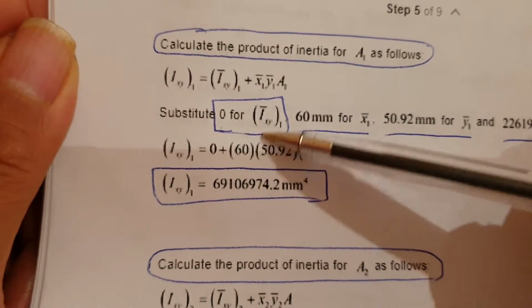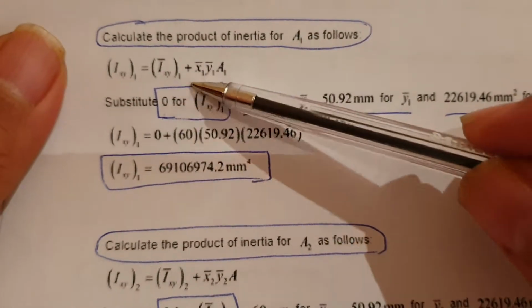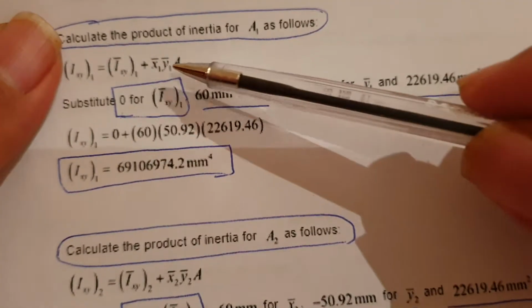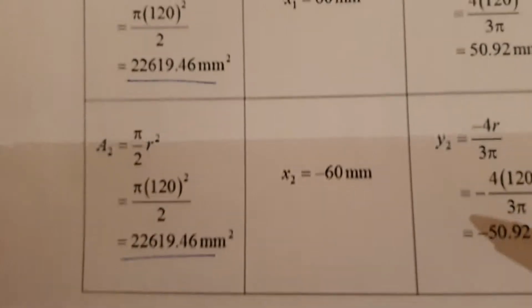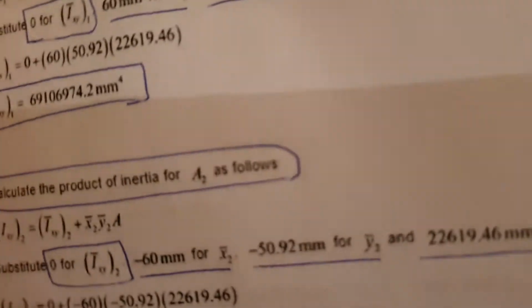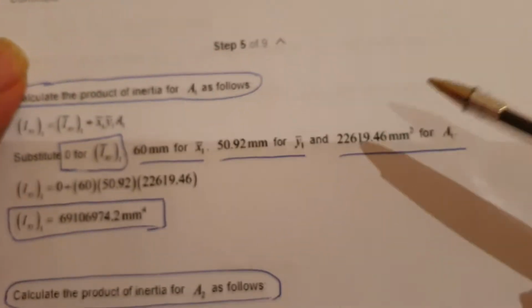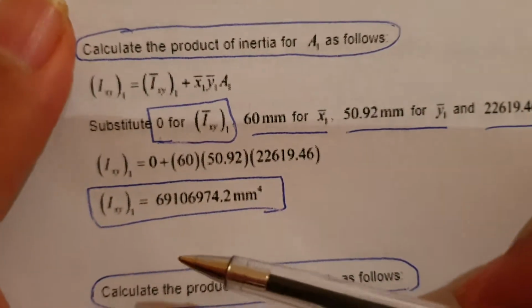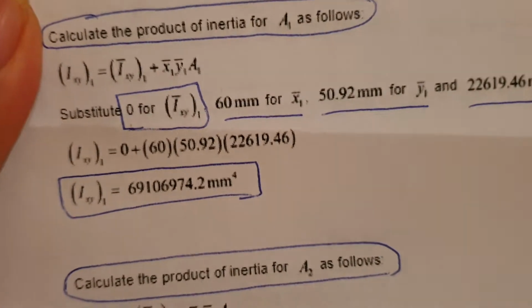We shall substitute it because there's a symmetry. So this I bar xy is 0. x1 bar is 60, y1 bar is 50.92, you just get it from the table. Area 1 is whatever is given, 22619. Okay, 60 and 50.92. We finish from this. We have that area, y bar, x bar, and you will end up with Ixy equal to 691.06974.2 millimeters to the 4.